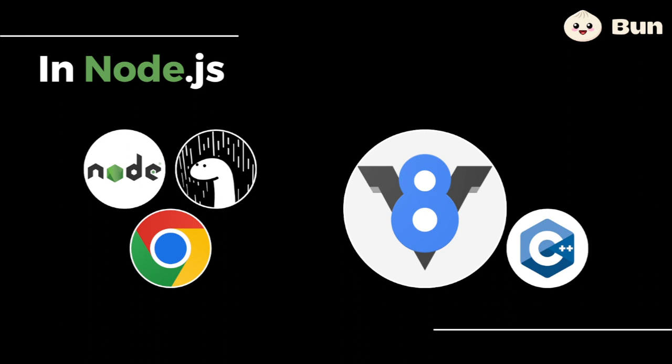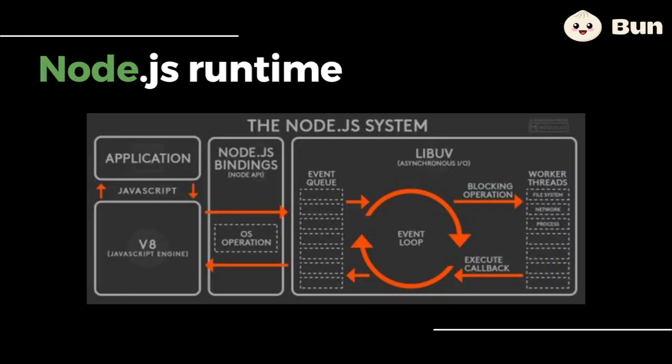Then we're going to take a look at Node.js. Node.js is written in C++ and built on top of the V8 engine, which is the JavaScript engine that is also used in Google Chrome and Deno. In the Node.js runtime, Node.js binds the Chrome V8 JavaScript engine using the Node API, and the majority of what makes Node unique is the library called libuv. But we are not going to talk about the details of it.